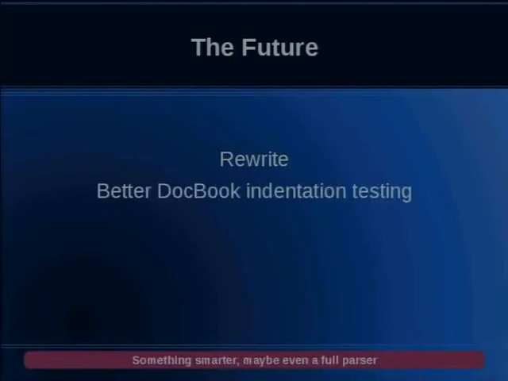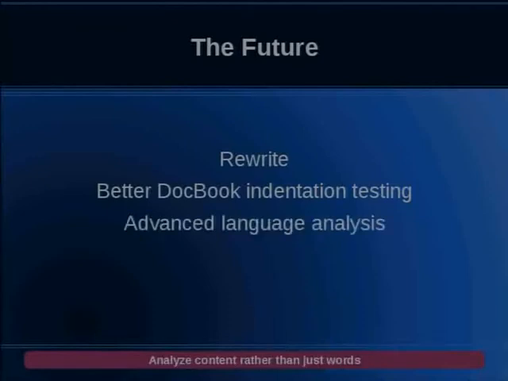Better DocBook indentation testing, that may be affected by our switch over to XML. And advanced language analysis: instead of words, have it look at sentences, have it look at paragraphs and say, this paragraph right here is unclear. We could do that. I can't, but somebody could. And other languages, and by that I mean non-English languages. We can have the spelling checker look for other words. The markup will still be in English. So all we'd have to do is add those other misspelled words.